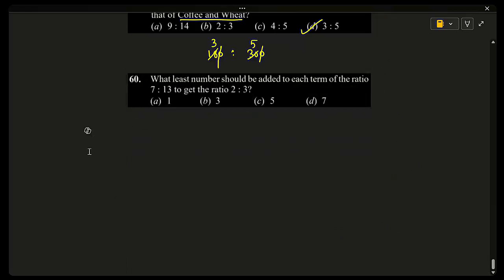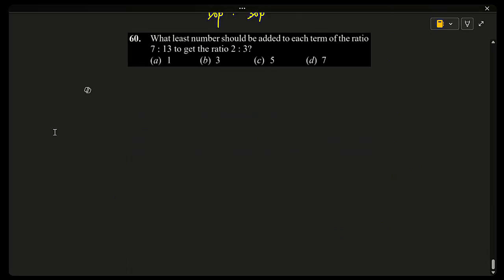Sixtieth question. What least number should be added to each term of the ratio 7 is to 13 to get the ratio 2 is to 3? So 7 we have to add some number, 13 we have to add some number. So the ratio will be equal to 2 by 3. So ratio can be written as fraction. A is to b can be written as a by b. So we can write like this and then go for cross multiplication to find the value of x.